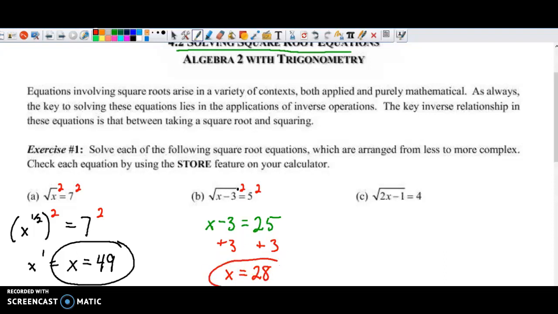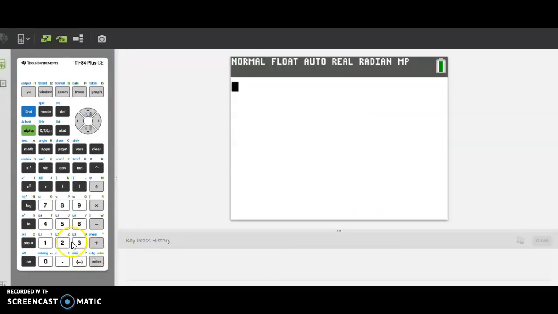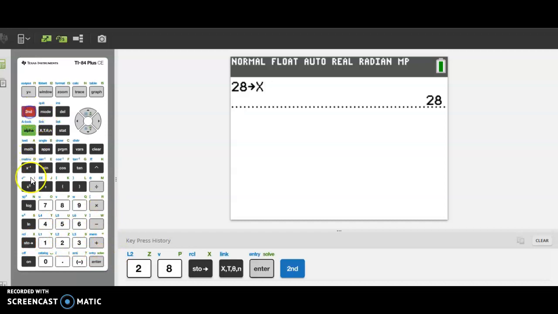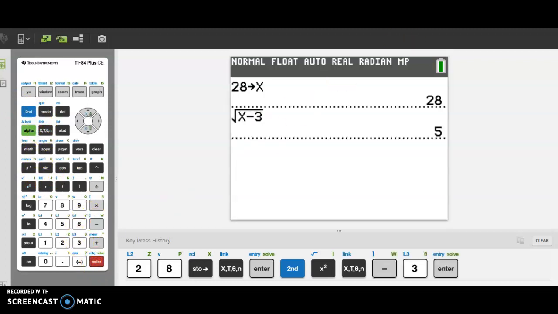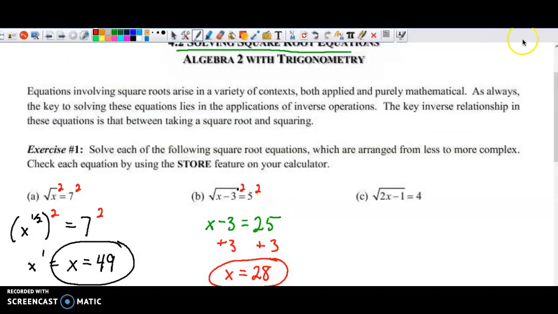So this might be a good time to remind you of the store feature in your calculator. Just getting out my calculator, I'm going to hit 28, store in for x, and then I can hit alpha square root x minus 3, and I got 5, which is what I was supposed to get, because I was substituting 28 in for x. Minus 3 is 25, square root of 25 is 5.